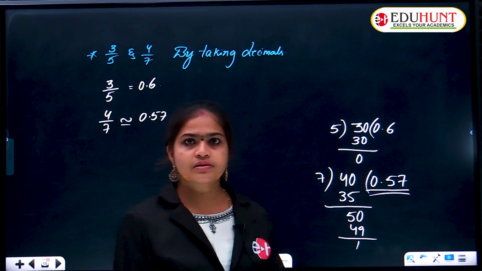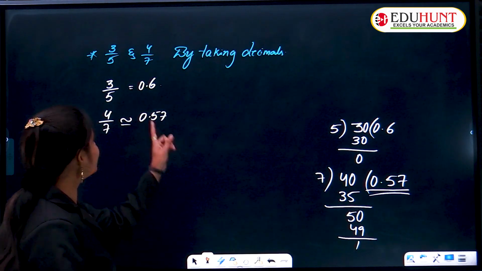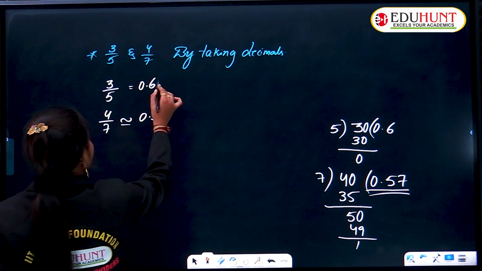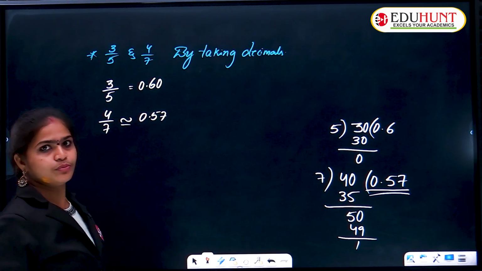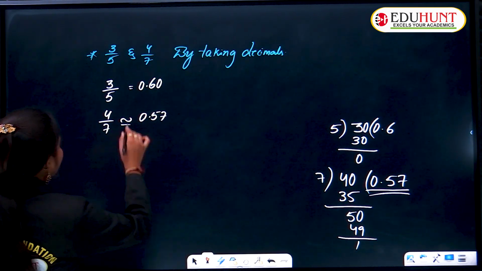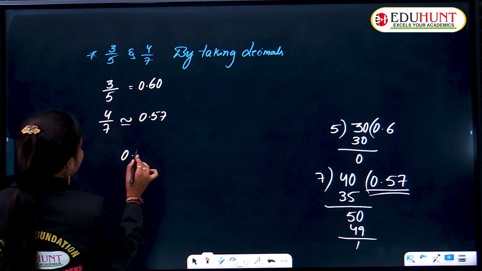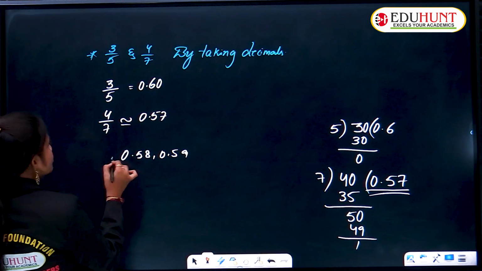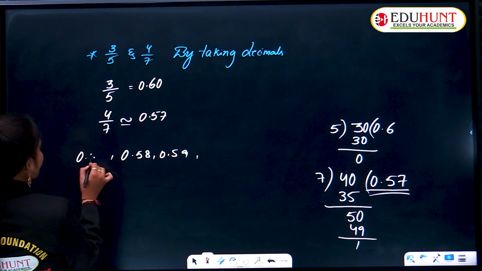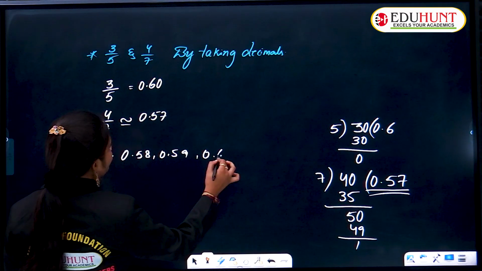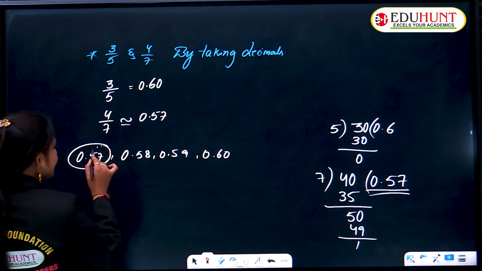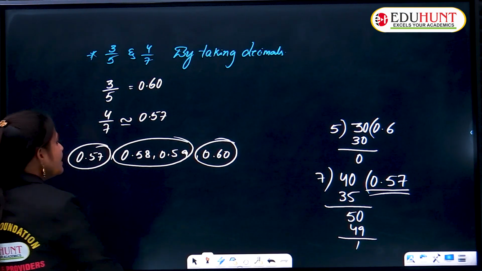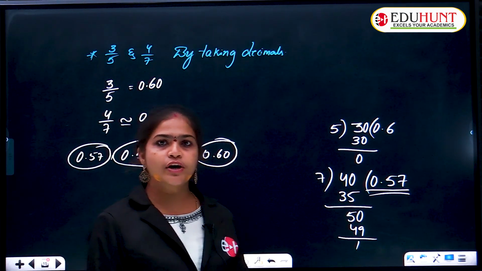And 3 by 5 has only one decimal place, just write it as 0.60. Now how many rational numbers can we write? 0.58, 0.59. These two numbers lie in between 0.57 and 0.60. Actually these two are the given numbers, and in between these two numbers we have 0.58 and 0.59.